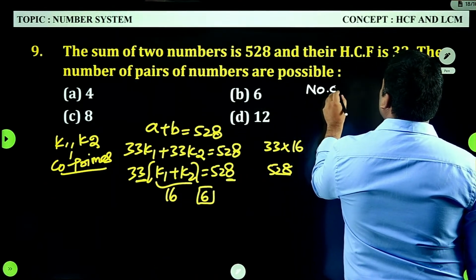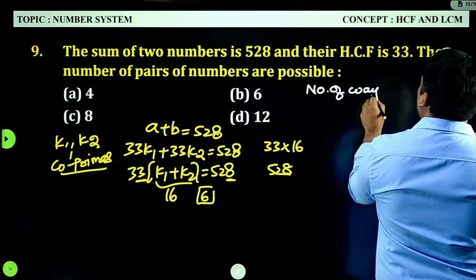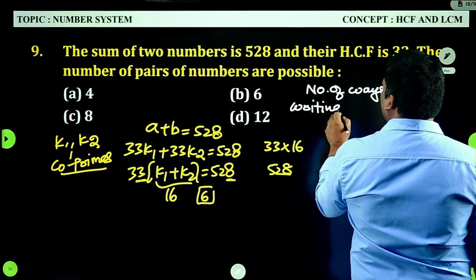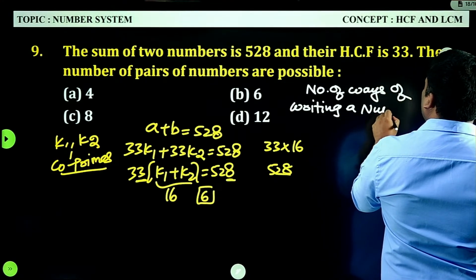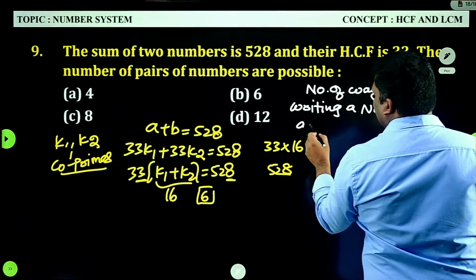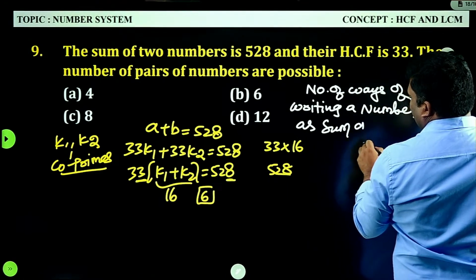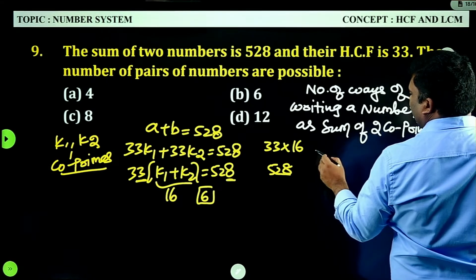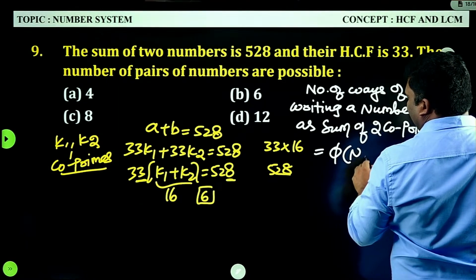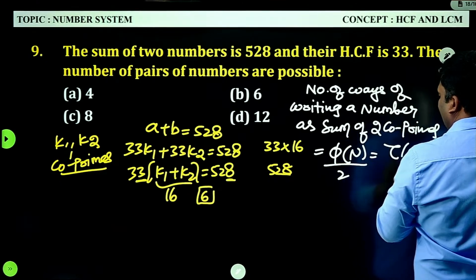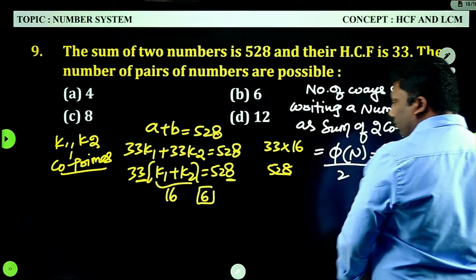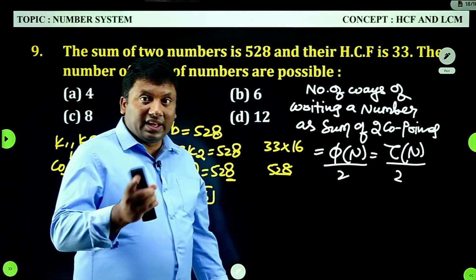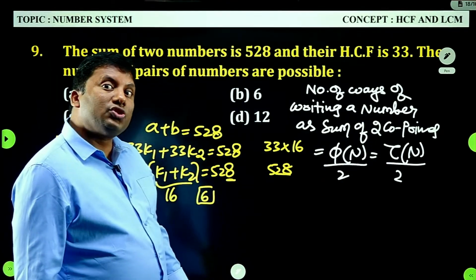Number of ways of writing a number as a sum of two co-primes is given by the quotient function of n by 2. In the next class, I will discuss what the quotient function is.